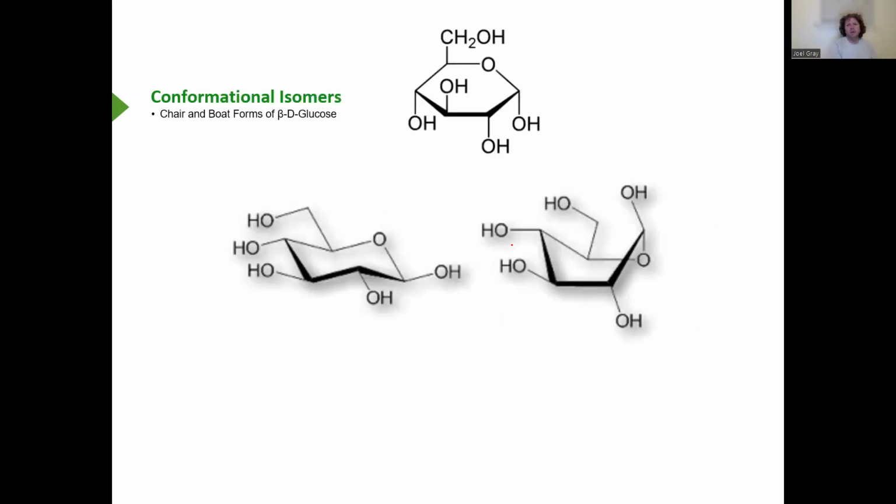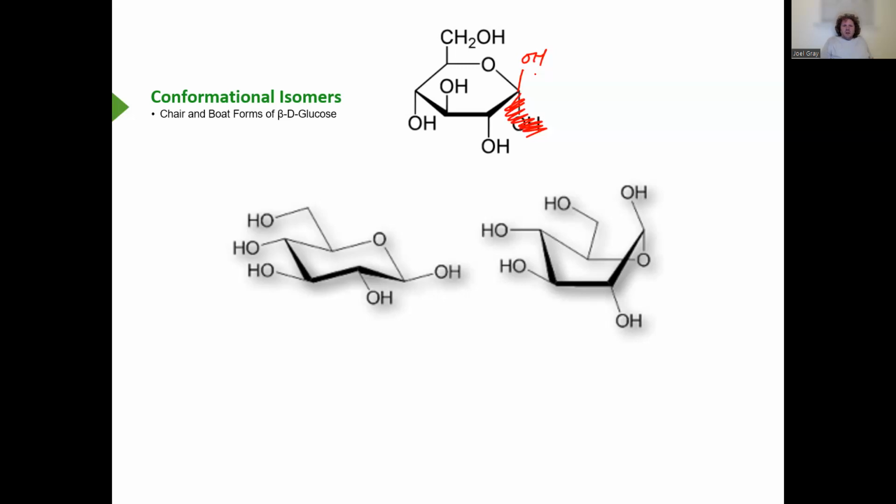Now, our Haworth projection is shown at the top of the screen, but chair and boat configurations of beta-D glucose are worth noting. The structure that I've shown at the top is the Haworth projection. I don't want you to get it mixed up, so I'm going to scribble this hydroxide group out. Now, this is the beta configuration, the Haworth configuration of beta-D glucose.